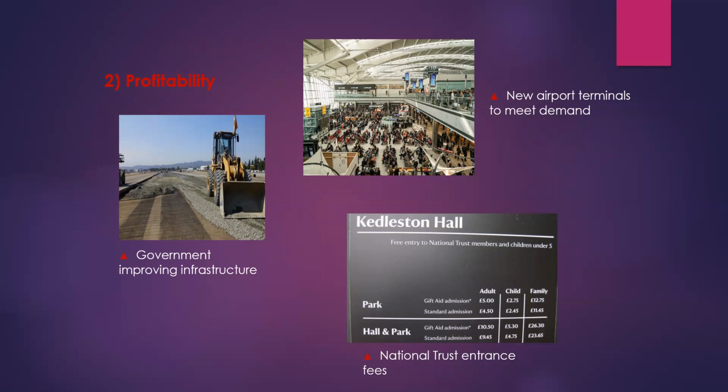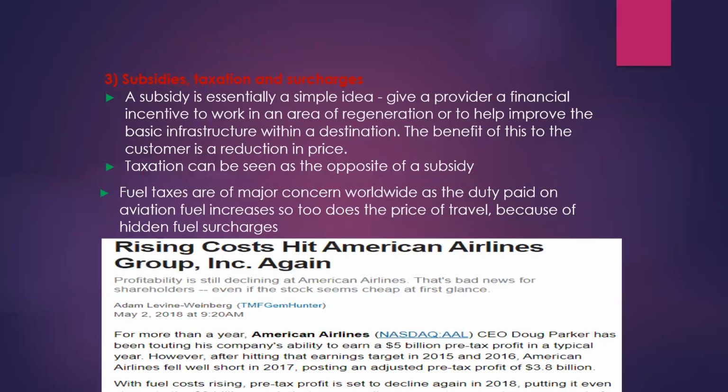Next, we have number three, subsidies, taxation, and surcharges. They're very easy. Subsidies are the money that is given for people to do the work. They don't have money. Okay? I'll give you the money and you return it back when you start being successful and working and earning money.